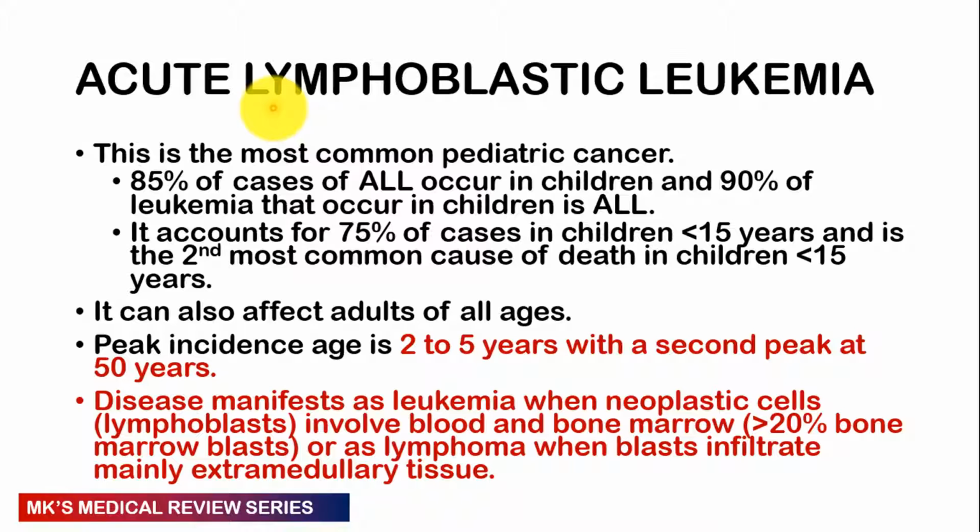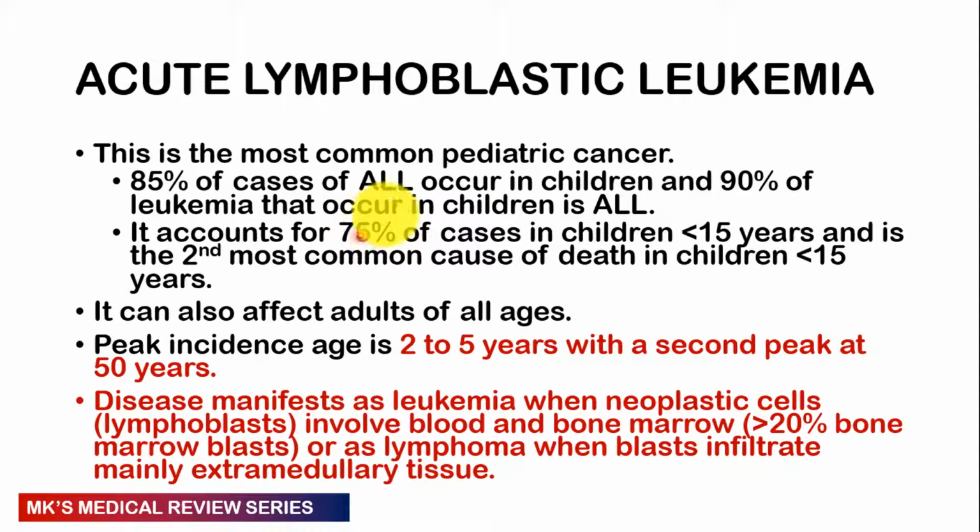So remember that with acute lymphoblastic leukemia, this is actually the most common pediatric cancer. About 85% of all acute lymphoblastic leukemias are going to occur in children, with 90% of the leukemias occurring in children being this variant or this type.